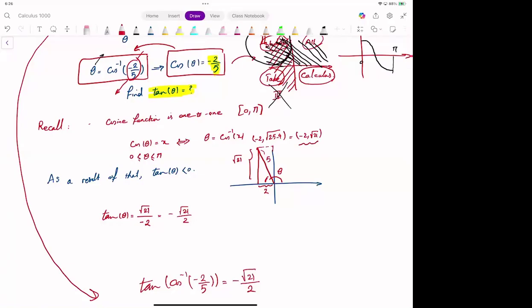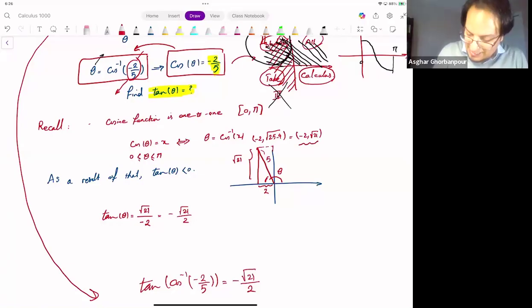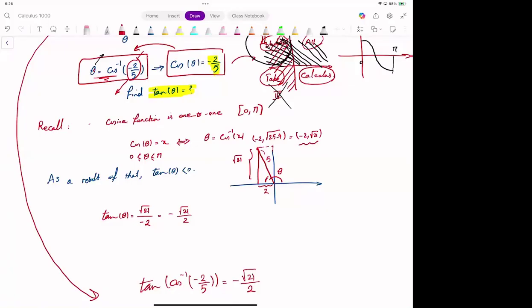Oh, I see. Okay. Yeah, right. Because you see it says that theta is cosine inverse of something. That means it's in the range. So that's how all these things are related. Okay. Thank you. You're very welcome.